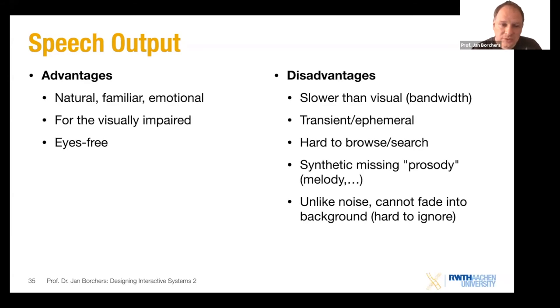And unlike noise, the speech, of course, cannot fade into the background. So when a system is talking to us, it's hard to ignore. The best example for that, again, in-car navigation systems, when you are having a discussion with your friend who's sitting on the passenger seat, and all of a sudden the system tells you, keep driving straight on this Autobahn for another 83 miles. You're like, that's great, thank you, but why are you interrupting us, right? So if that had just been displayed on the dashboard, it would not have interrupted your conversation. But audio and speech in particular has that ability to interrupt you.